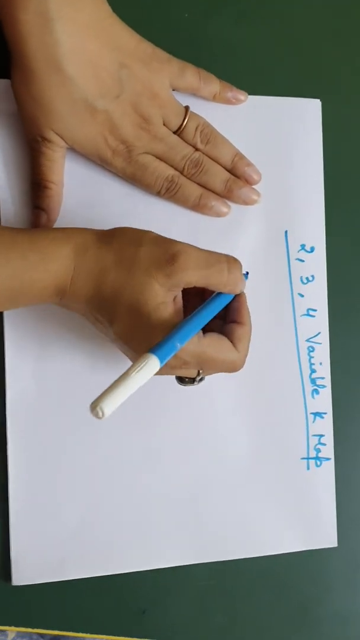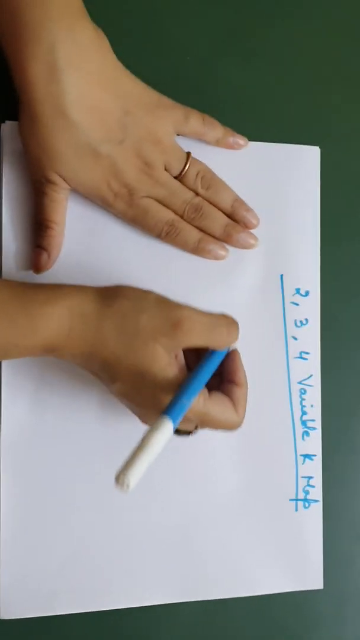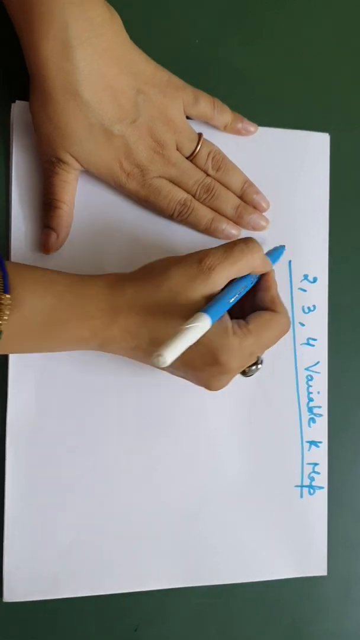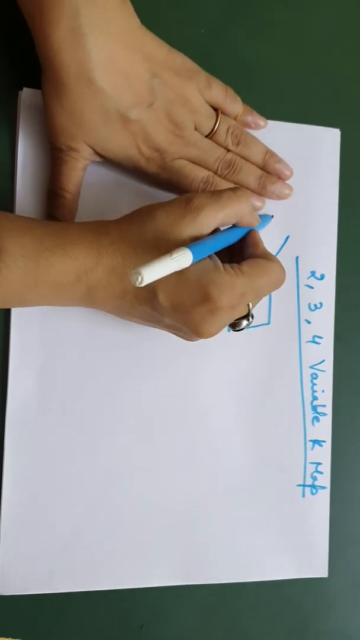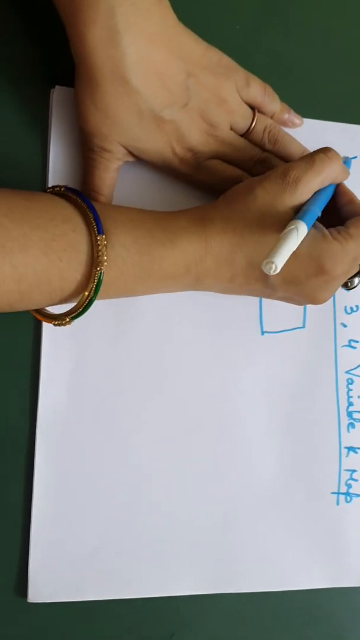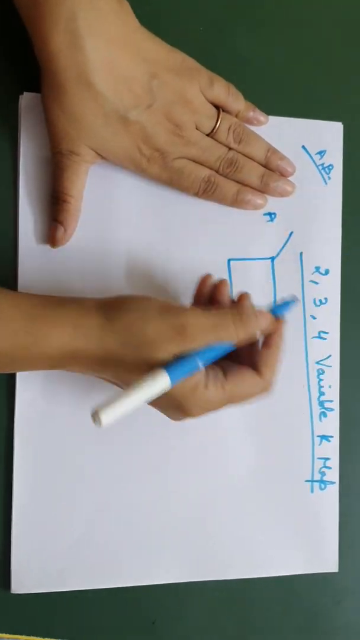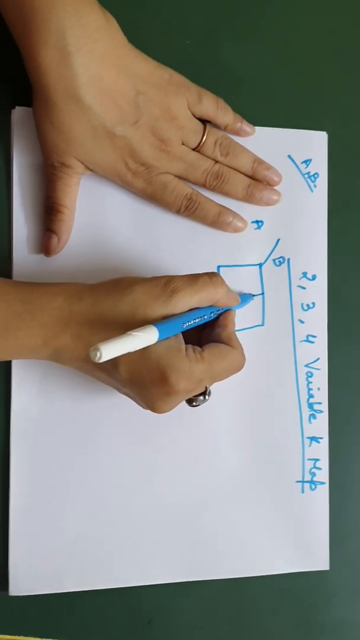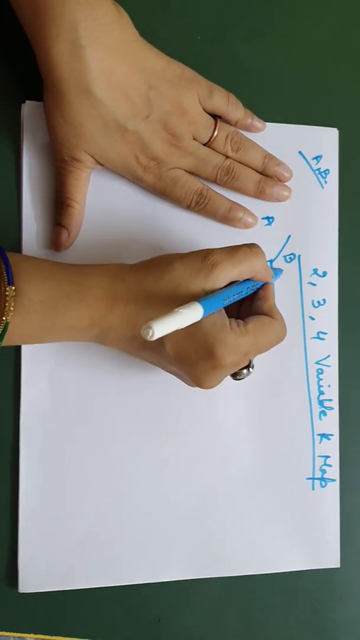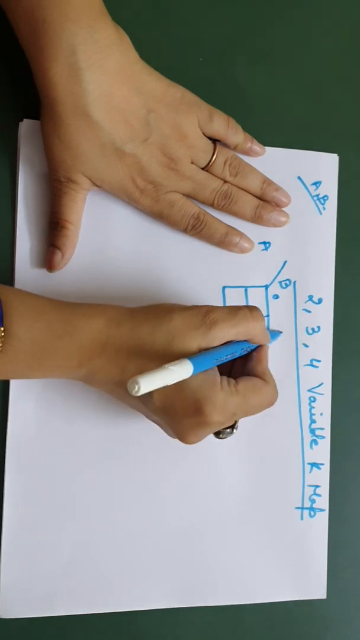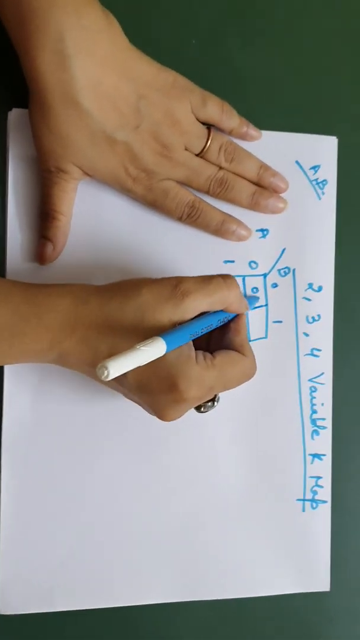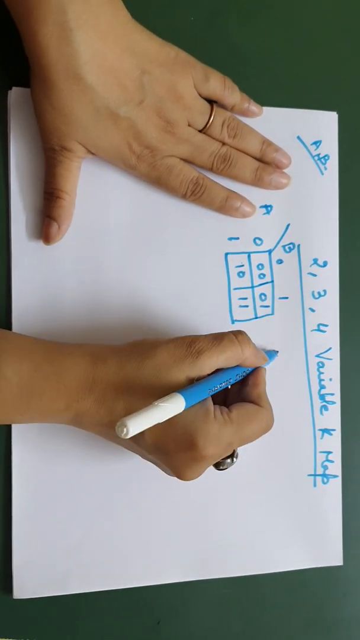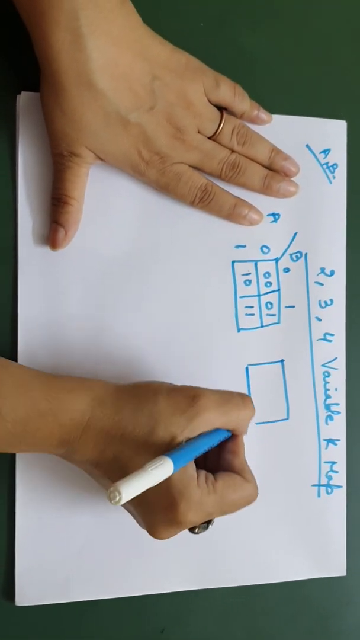How do we define a K-map? I'll make one graphical representation for you all. How do we define a 2 variable K-map? 2 variable means we have only 2 variables, A and B. So here we write A, this side we write B, and this is how you have to define it. Here you will write 0, 1 and 0, 1. This is one way of representing this 2 variable K-map.